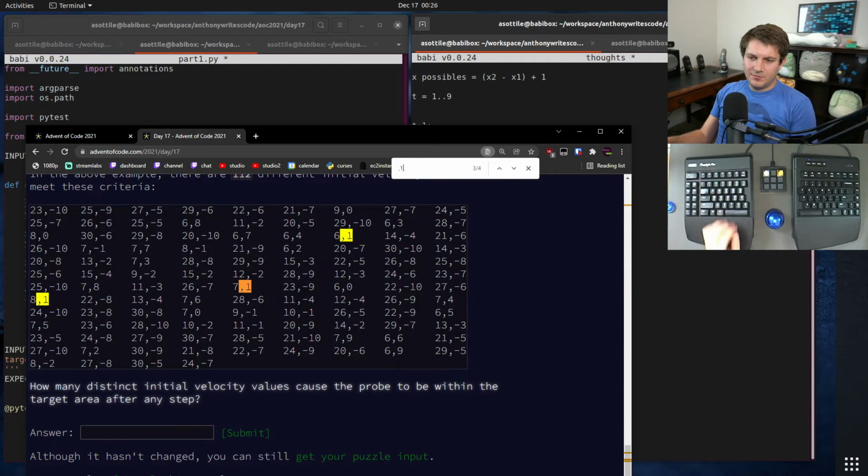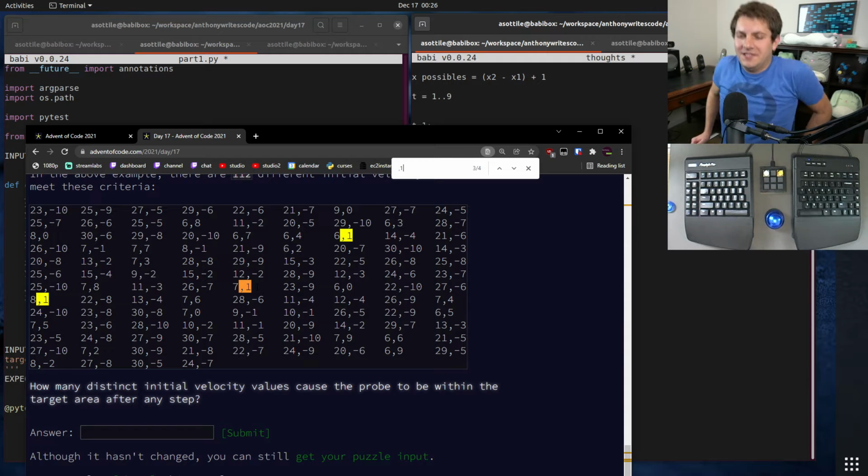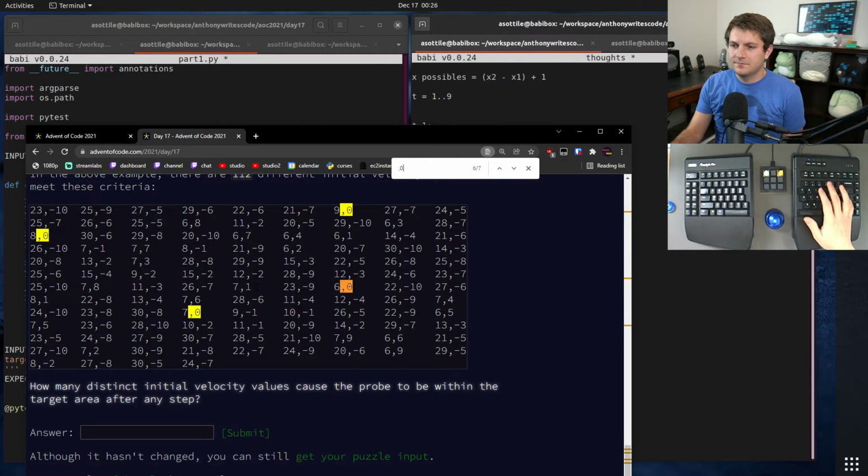Interesting. For all of the positive velocities except for 1. Why except for 1?